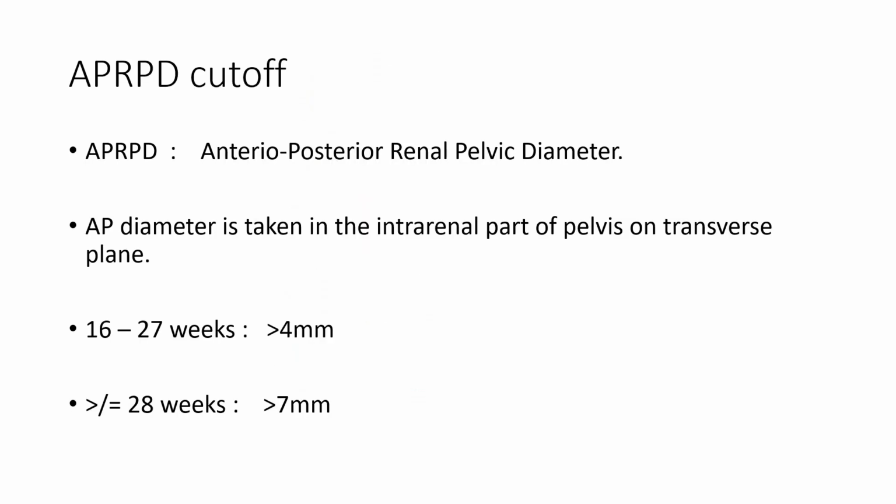But the most objective method for the detection of urinary tract dilatation is the measurement of the anteroposterior renal pelvic diameter, APRPD, which is taken in the intrarenal part of the pelvis on the transverse plane. Between 16 to 27 weeks of gestation, the cutoff is 4 millimeters. If it is more than 4 millimeters, we take it as urinary tract dilatation. If it is 28 weeks of gestation or more, the cutoff is 7 millimeters. If it is more than 7 millimeters, we consider it urinary tract dilatation.